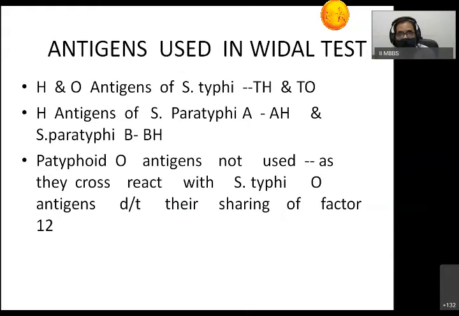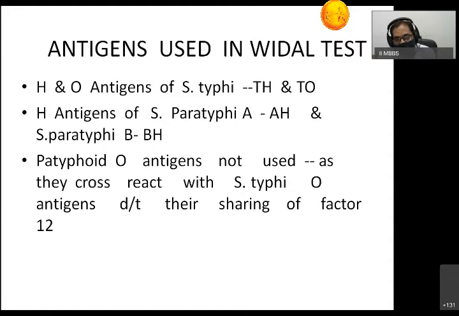The antigens which are used in the Widal test, you should know. H and O antigen of Salmonella Typhi is used, correct? So in that, the H antigen of S. Paratyphi A is called AH, and S. Paratyphi B, BH. Paratyphi O antigen is not used as they cross-react with S. Typhi O antigens due to their sharing factor. So ultimately, the somatic antigen O of Salmonella Typhi is going to be the common one.